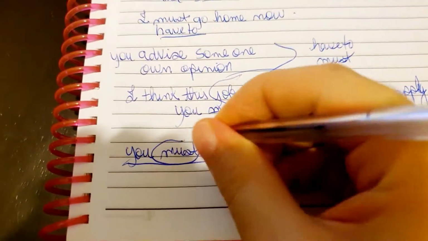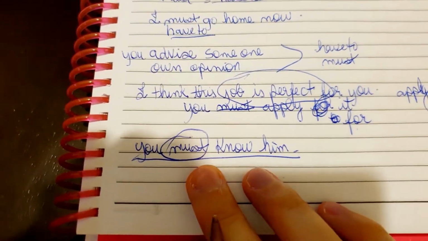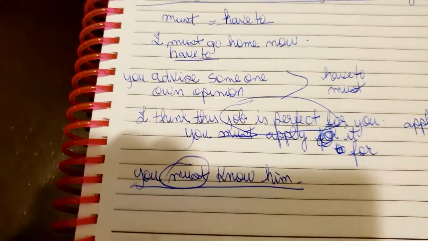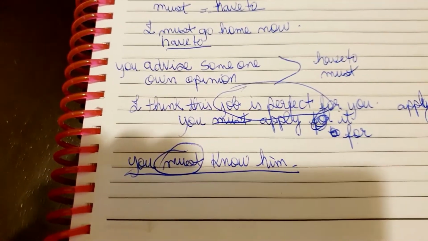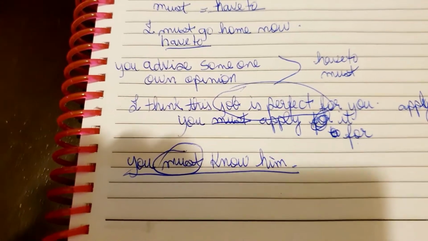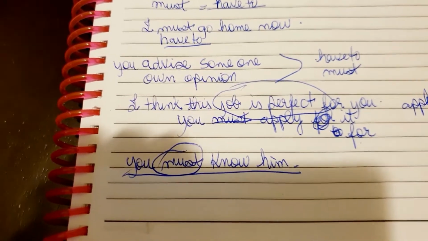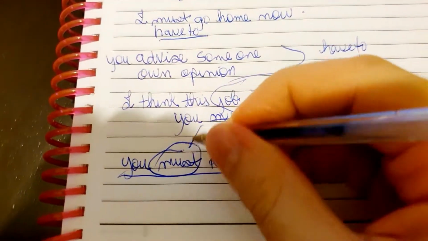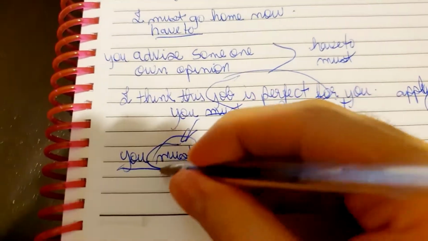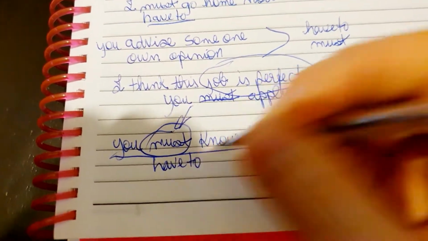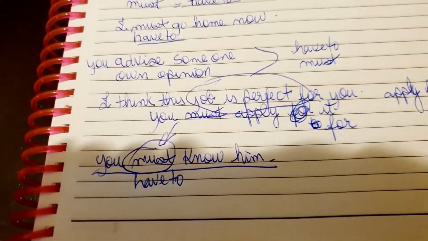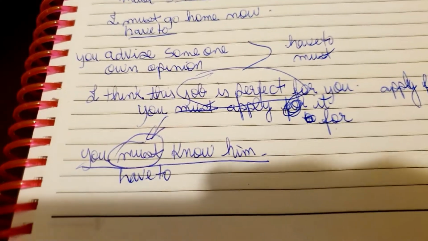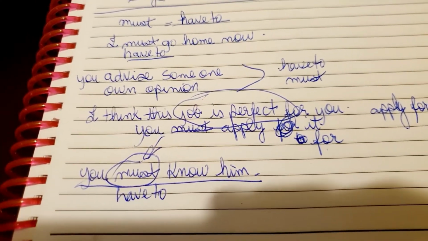So you must. It's advice, okay? It's my own opinion, right? Because in my opinion, he is so nice that you should know him, right? Should is another expression, but you must know him. You have to know him. You can use either the verb must or the verb have to. Okay, it's possible to use either one or the other.